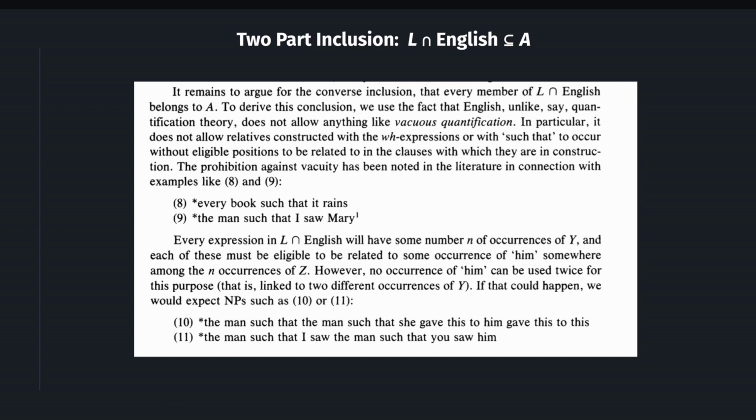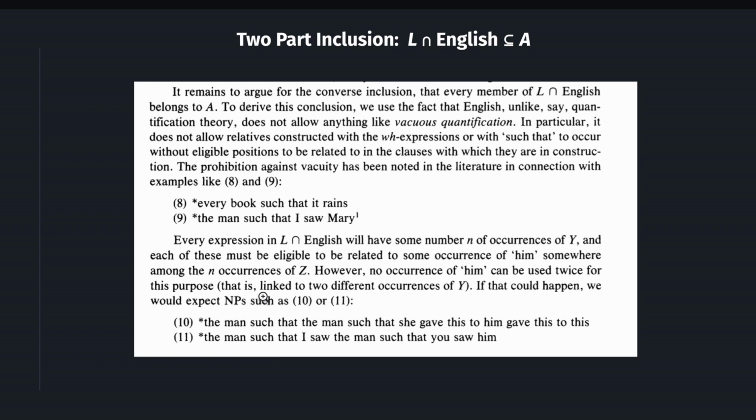And we only need to show that L intersect English is a subset of A. So for this, we use the fact that English does not allow something like vacuous quantification. In fact, most natural languages do not allow this. And what that means is, we define the N such that Z as a well-formed noun phrase, but it needs to be well-formed. You cannot just add any noun and any pronoun. For example, every book such that it rains, or the man such that I saw Mary. These nouns and pronouns in these phrases don't agree, and these are not valid phrases or sentences.